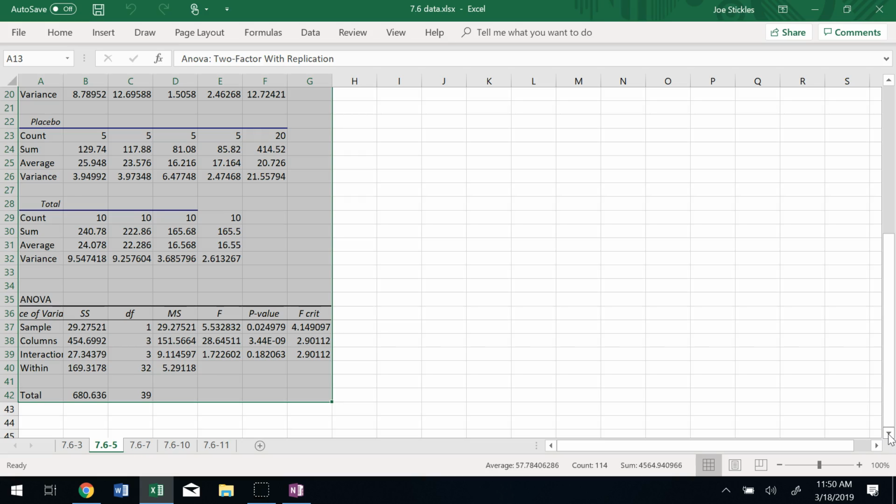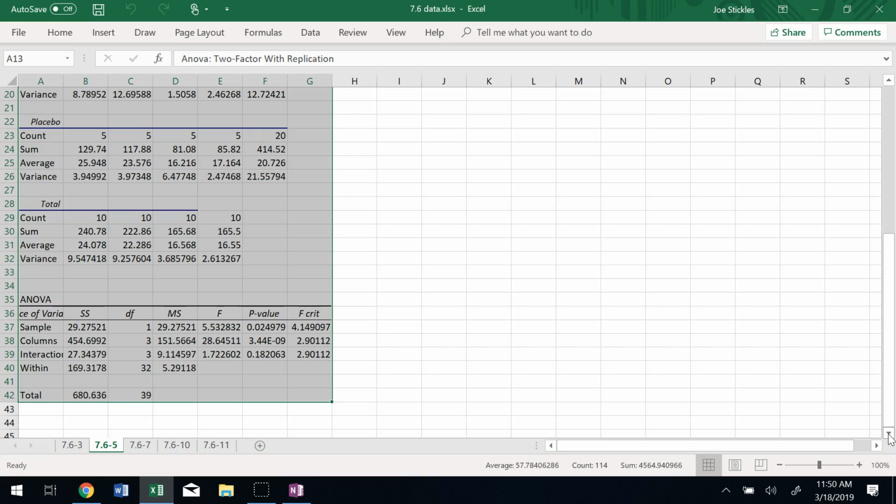Does it appear there's a column effect? You know, 3.44 times 10 to the negative 9th. Yeah, that's pretty small p-value, right? So we would reject, right? So it appears that there is a column effect, so there is some sort of a drug effect. The drug effect matters whether or not you're male or female or sterilized or not sterilized.